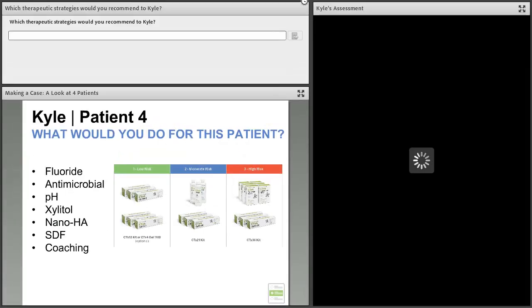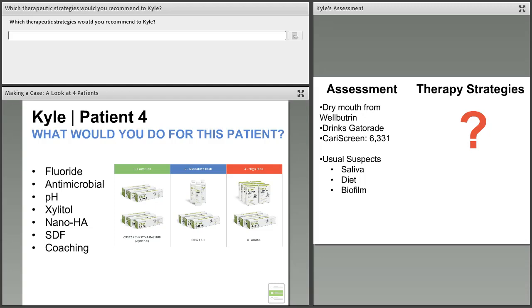Okay, so again, I want you to have a system in place, like I have a protocol. If they're high risk for dental caries, they're always getting a fluoride varnish every 3 months.